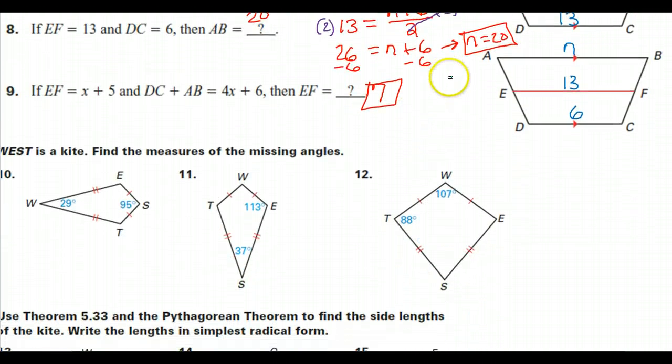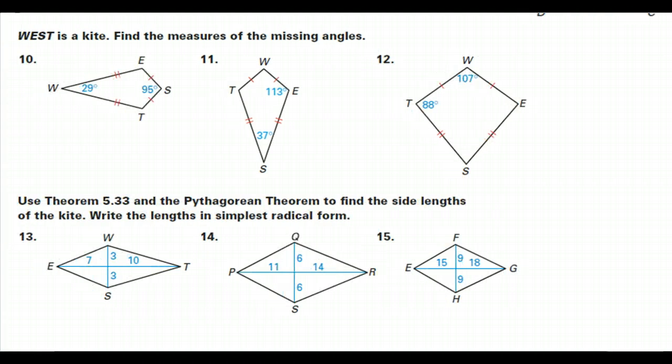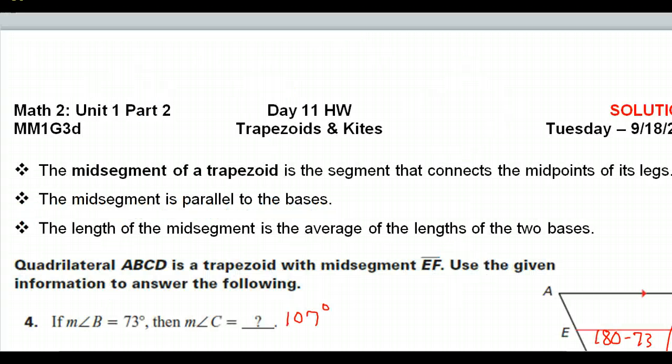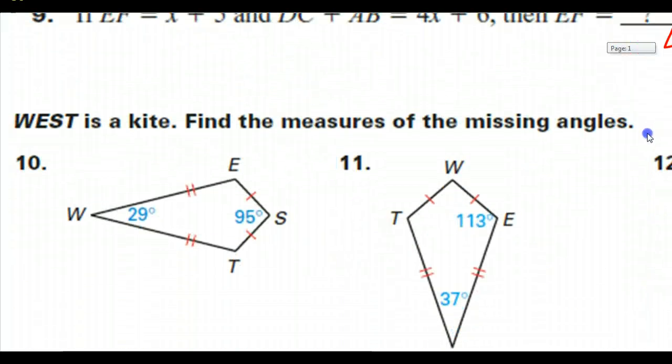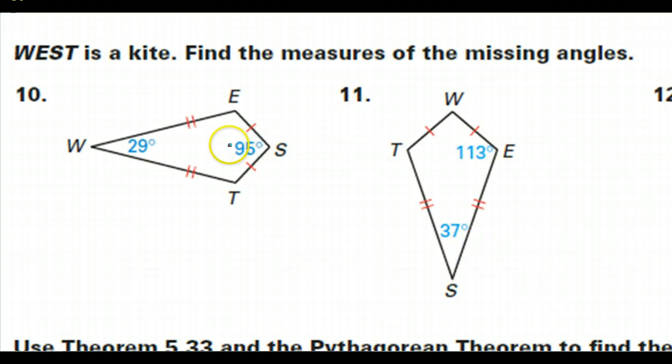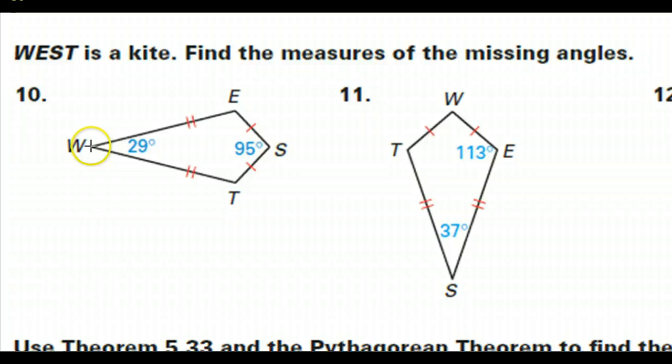Okay, moving on. Number 10. West is a kite. Find the measure of the missing angles. I feel like I should zoom in. Let's do this. Okay, look at number 10. This is a kite. One of the key things about a kite is symmetry. I can see the line of symmetry goes like this. That line I just drew is my line of symmetry.